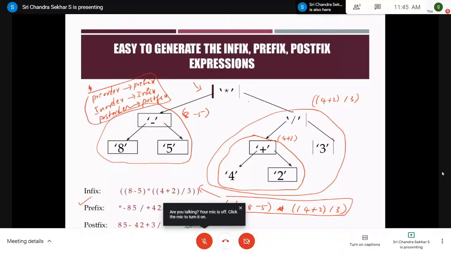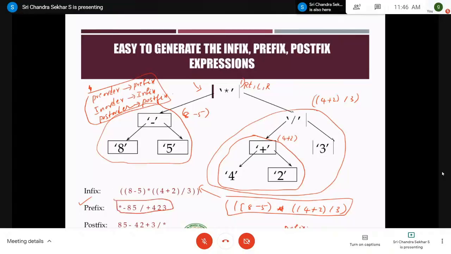Let me give an example here. If you traverse this particular expression tree in pre-order traversal, that is, the root should be processed first, then you go left and then you go right, right? You have to apply these three steps at each and every node. So let me calculate the prefix without looking at this. This is for validation purposes, right?